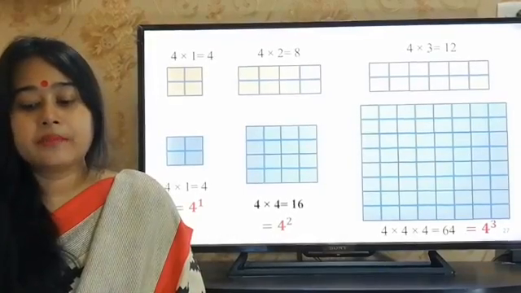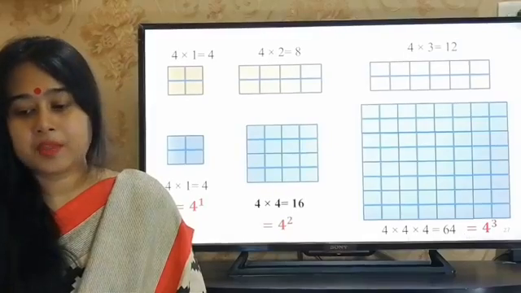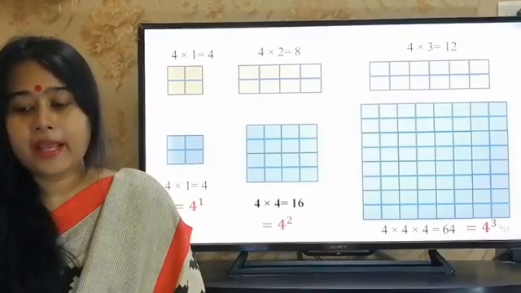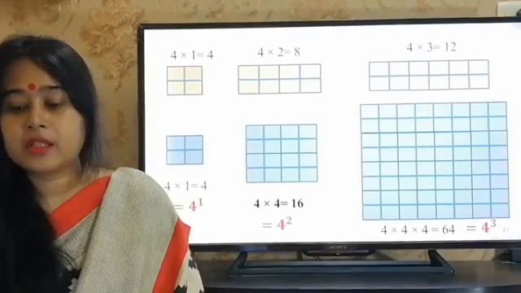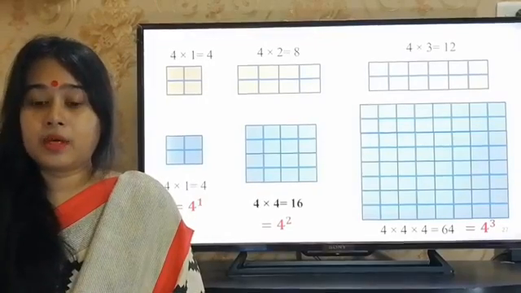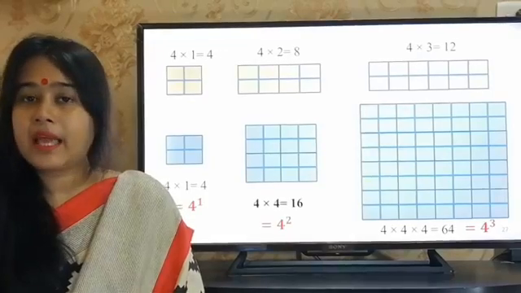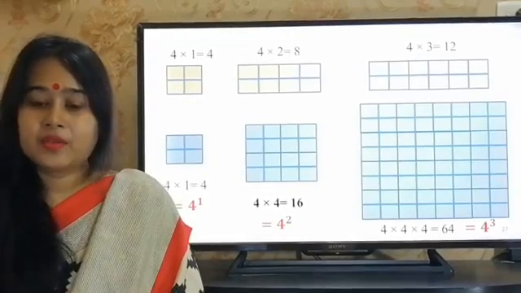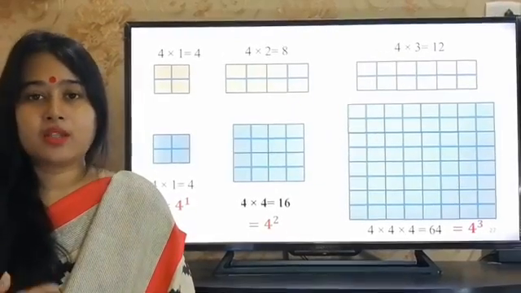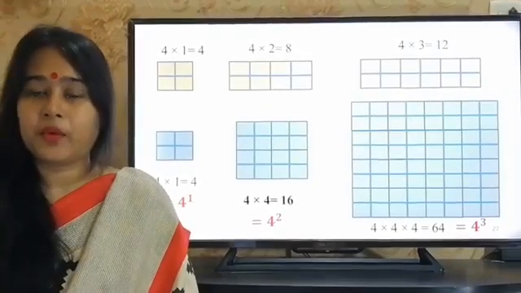And for another example, that is 4 into 4 into 4, we got 64. That means 4 is multiplied by 4 how many times? 3 times. So 4 is the base and 3 is the power or index. And we have here 64 boxes. You can observe how rapidly these boxes are increasing in the exponent. Okay, so here is the comparison between multiplication and exponent. Growth rate or increasing rate is much higher in exponent than in multiplication.